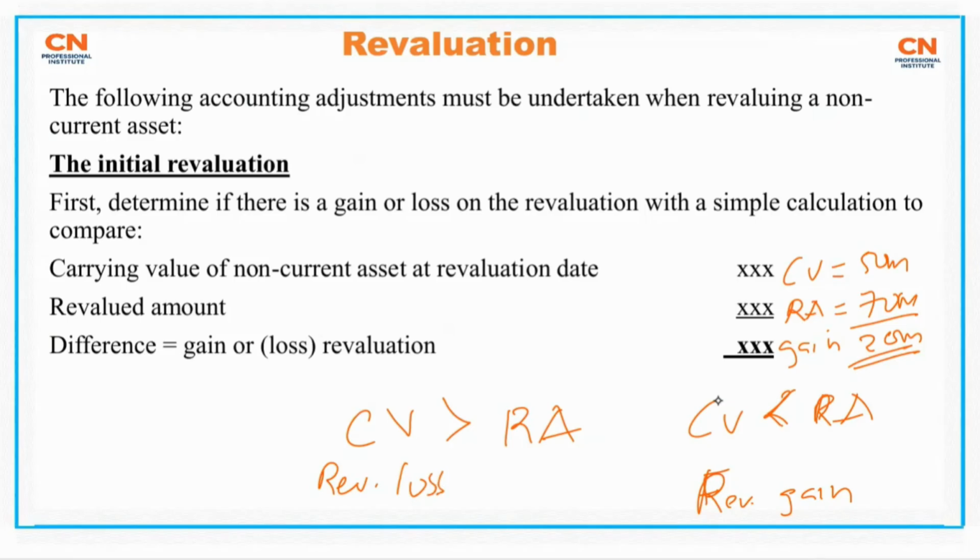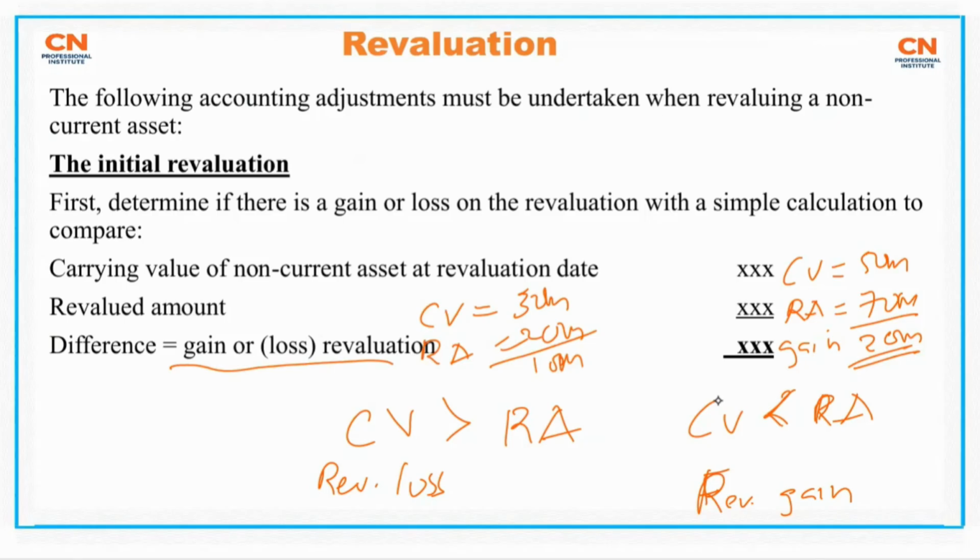Revaluation loss. So for example, let's say current value is 30 million, revalued amount is 20 million. You see here there's a loss of 10 million. There's a revaluation loss of 10 million because the current value is more than the revalued amount, or the fair value is less than the current value. So note that. All right. So revaluation leads to what we call loss or gain on revaluation.